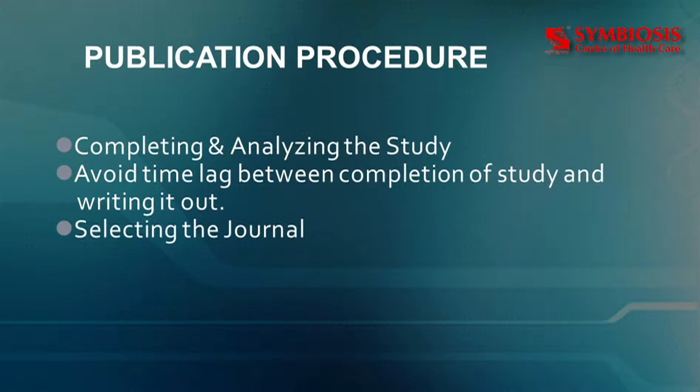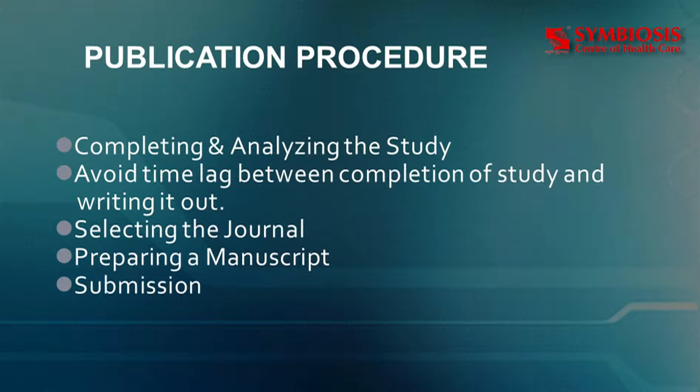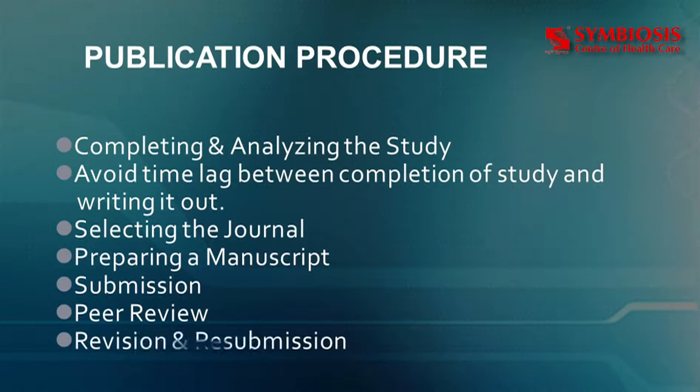You have to select a journal which is appropriate for publication of the findings, and we will talk about it in more detail subsequently. But once the journal is selected, then you have to prepare a manuscript. The next step involves submission, and then at the journal end there is a peer review process. At times you get suggestions and comments from the journal back to you, giving an opportunity to revise and resubmit your findings and article.